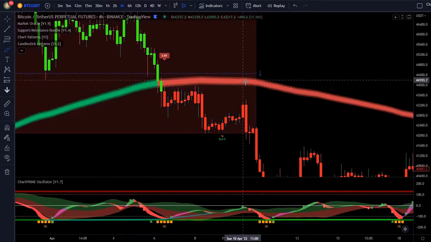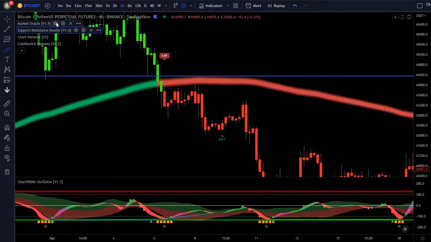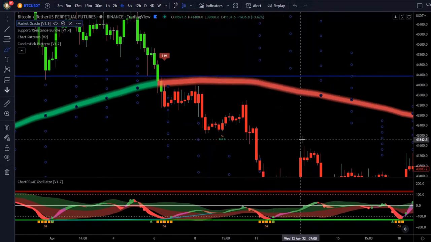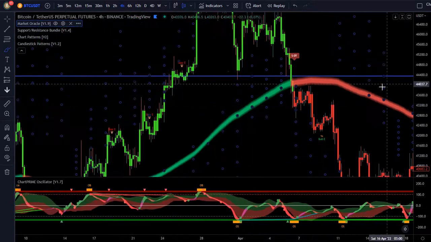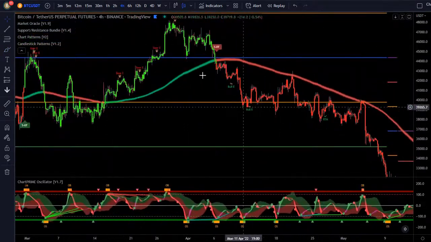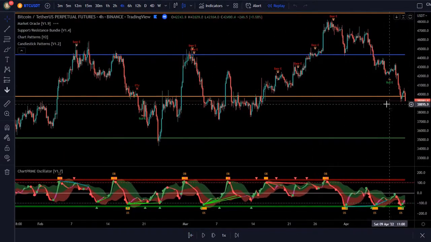If I turn it on, you'll see that we are within a support and resistance. But furthermore, let me change this and tweak it. Let me just turn this off and then use a predictive tool. In this case, I'm going to be using predictive ranges. And also I'll be turning on market oracles, support and resistance levels. So here we go. Since we are a little bit too far away, let me just do the replay button so we can see what we have in there at that moment.